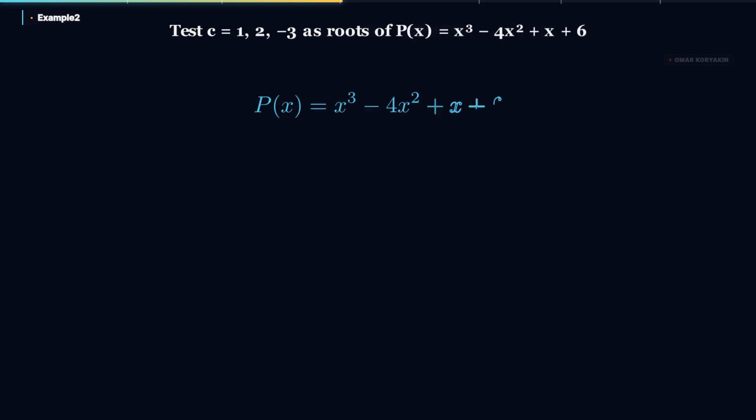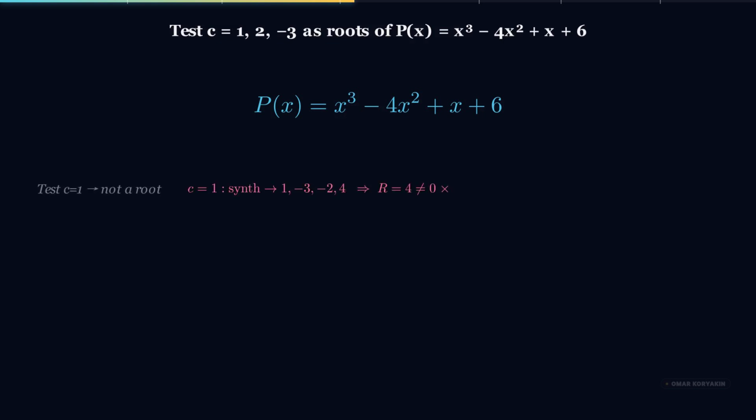Here is a second worked example. Use the factor theorem to test which of c equals 1, 2, or negative 3 is a root of p of x equals x cubed minus 4x squared plus x plus 6. For each candidate, run synthetic division and check whether the remainder is 0.